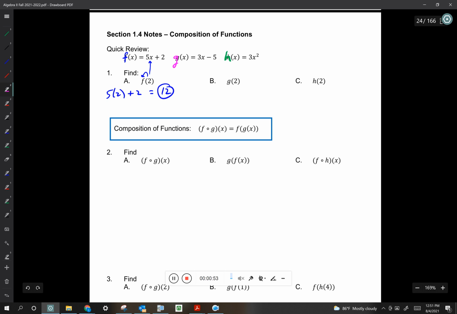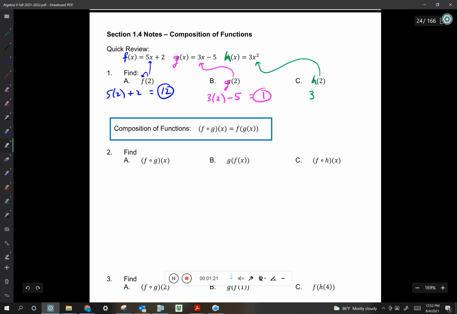This time it says we want to plug 2 not into the f function, but we want to plug 2 into the g function. So that means I'm going to put the 2 into the g function. So that would be 3 times 2 and then minus 5. And again, if I want to do the math, that's going to come out to be 1. And then finally, this one it says, hey, this time we're going to plug 2 into which function? The h function.